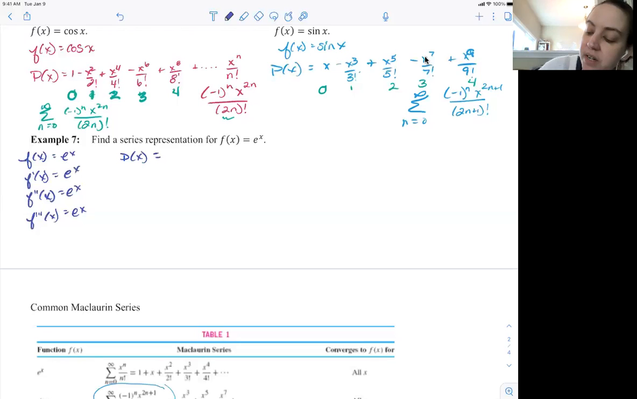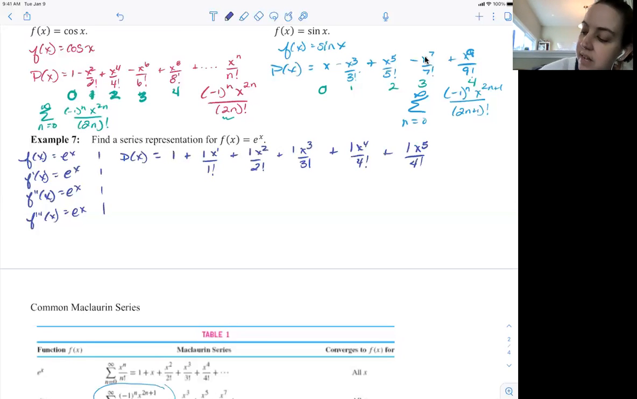So at 0, e to the 0 is always 1. So this is 1 plus 1x to the first over 1 factorial, plus 1x squared over 2 factorial plus 1x cubed over 3 factorial plus 1x to the 4th over 4 factorial. e is actually pretty nice. It lends itself very, very well to these Taylor expansions. Whoops, that's a 5. So I think we can see where this goes.